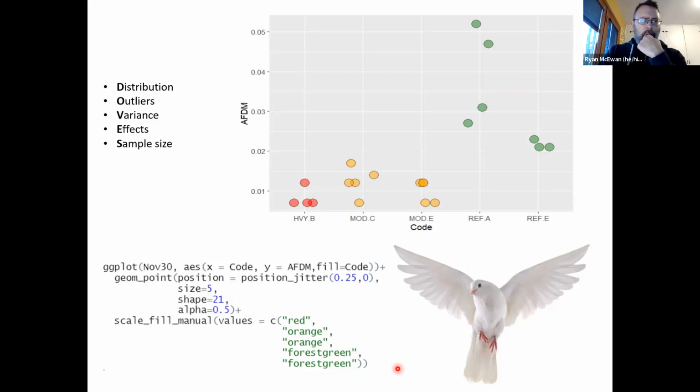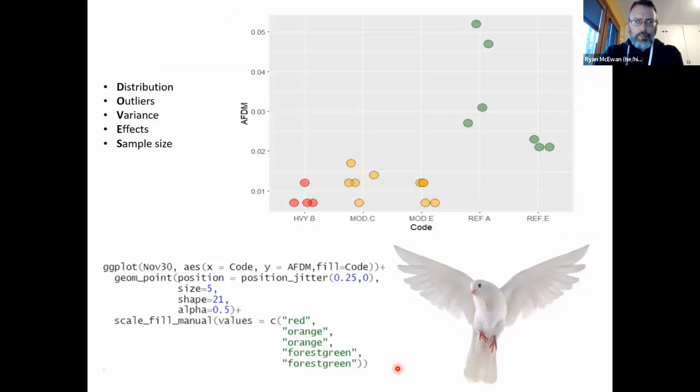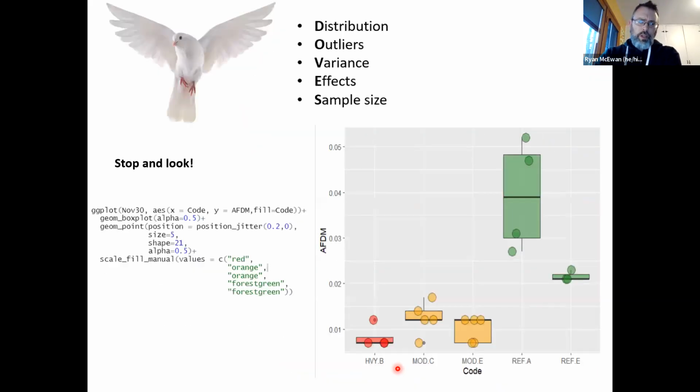So now it's time to assess distribution, outliers, variance, effects, sample size. If we overlay them this way, this is the code to overlay them. I think it's nice to have these separated. Here it is overlaid. Again, here's the code. Pause the video, type the code.